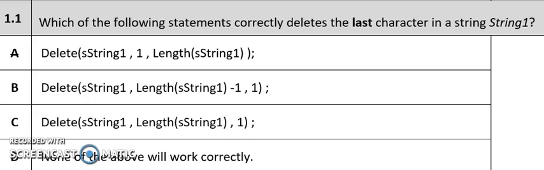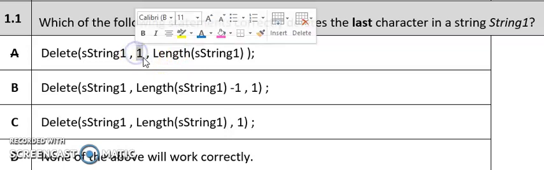Delete, and what does it do? It deletes from a string, starting at a certain position, a certain number of characters. So for example, the first one would start at the first position, which can pretty much rule it out straight away, and it's deleting in fact effectively the whole of the string, because if a string consists of 10 characters, they would delete from 1 to 10. It would take the whole string out, in fact.